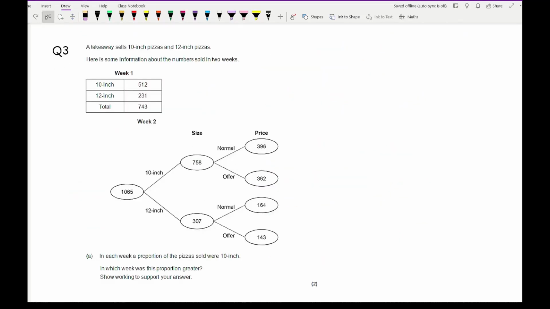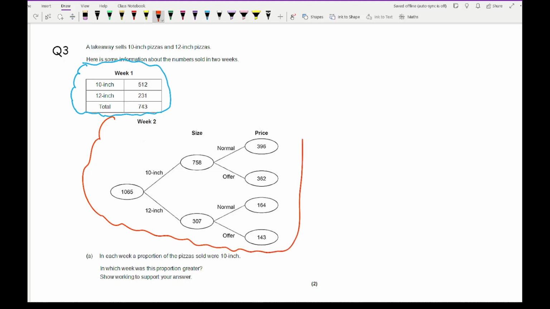Now moving on to our last exam question, it says that a takeaway sells 10-inch pizzas and 12-inch pizzas. Here is some information about the numbers that sold in 2 weeks. Now I don't quite like the presentation of this particular question. It's a little bit distorted. So this is week 1 and week 2 is the frequency tree. Now question A says in each week a proportion of pizzas sold were 10-inch. In which week was the proportion greater? And we need to show working out for this.